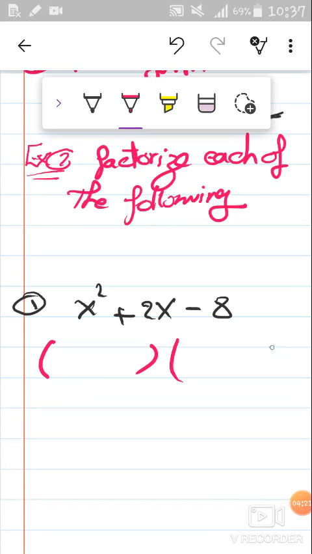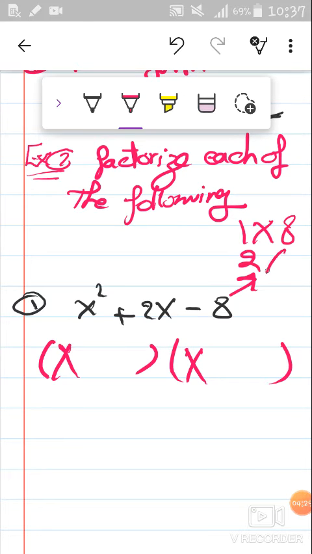By opening two brackets like that. x² comes from x times x. The factors of 8 are 1 times 8 and 2 times 4. How can I choose or determine the correct factorization of 8? Okay, we found that the last term is negative. That means different.